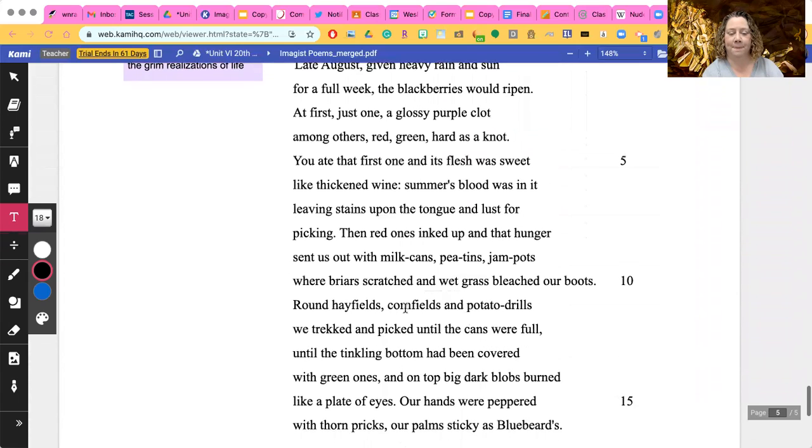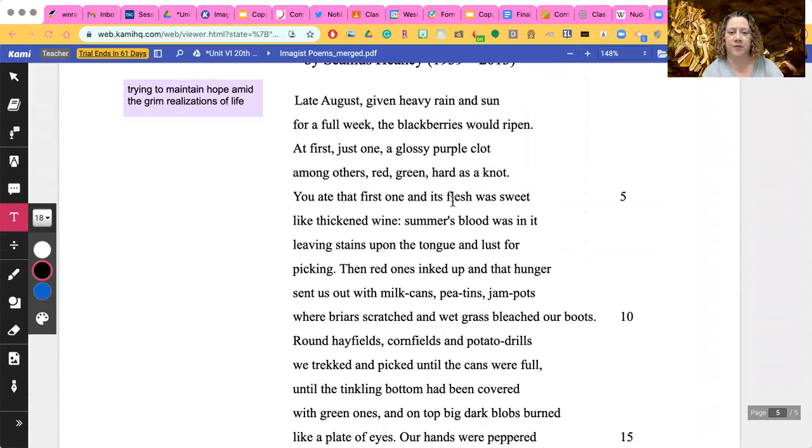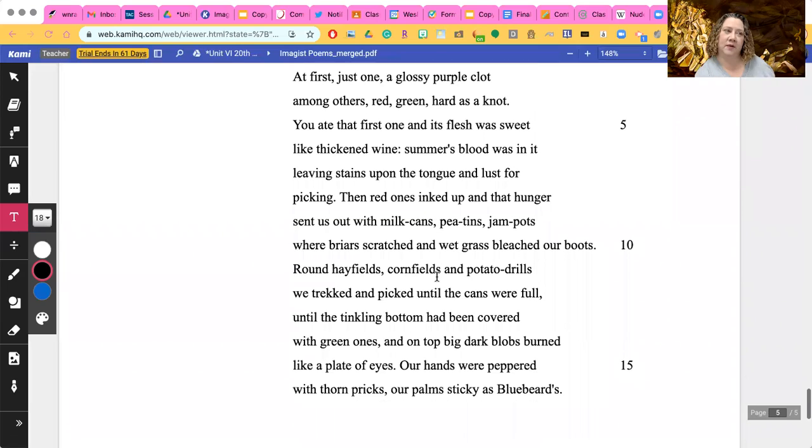There are some foreshadowing elements in the first part of the poem where you have words like "clot." That's not a, like, "here, eat this clot." That's not a very pleasant image. If it's a berry, that's one thing, but he calls it a clot. He compares it to summer's blood and a lust for picking, which sounds like sort of overkill.